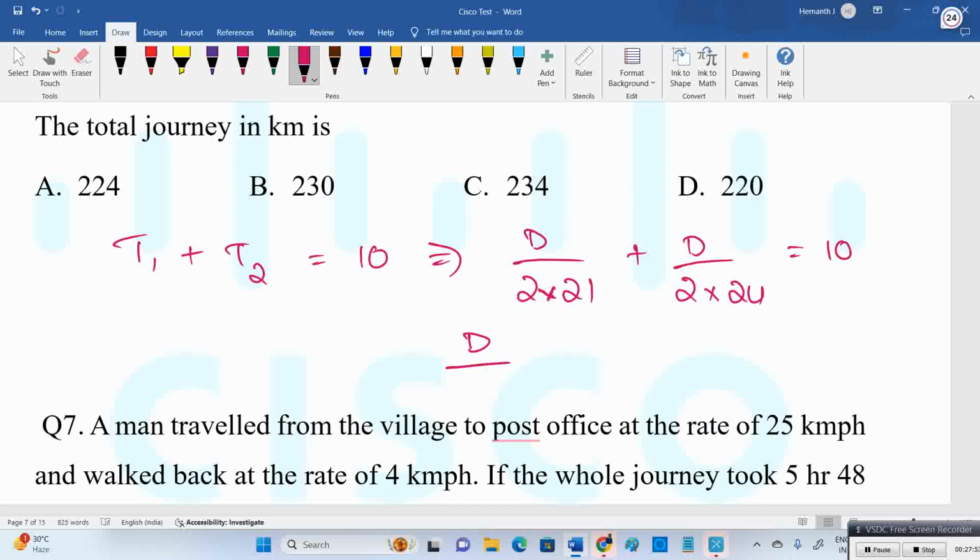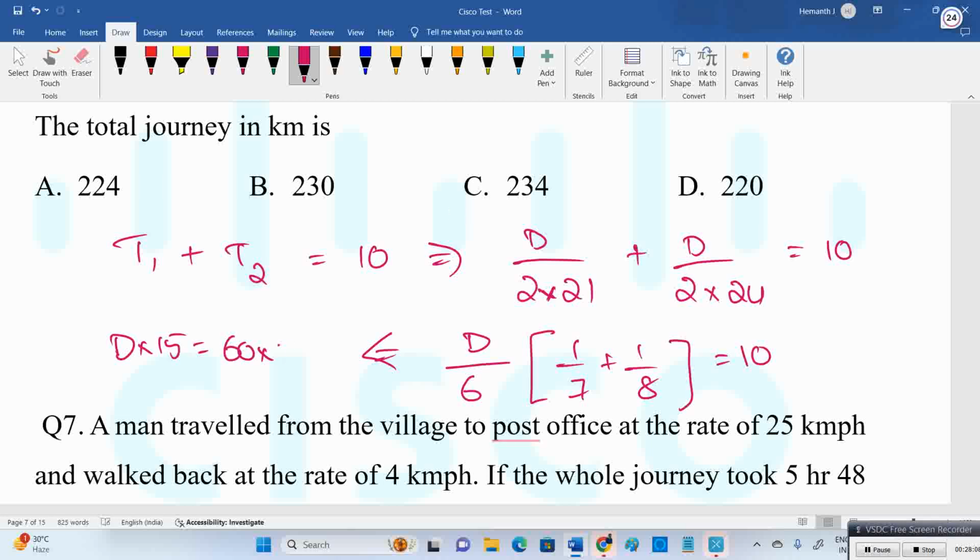A denominator 6 is common actually, 2 into 3 will be there. Here 1 upon 7, 1 upon 8 equals 10. So D into 15 equals 60 into 7 into 8. 15 4 times 4 into 56, which is 224. Answer is 224. Check it out once.